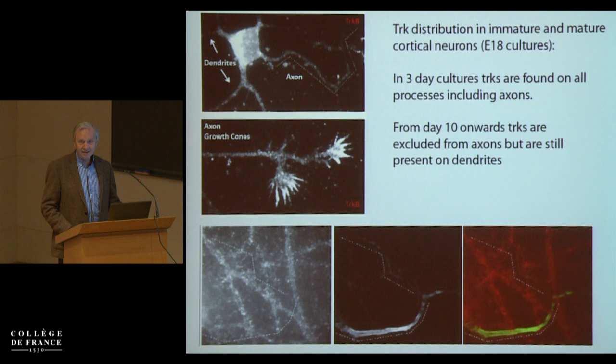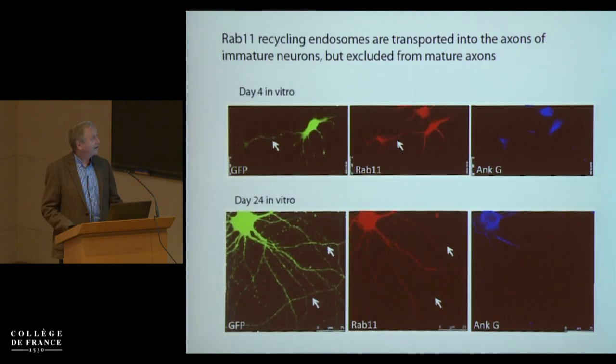And we see very similar things with other types of receptors. This is a Trk receptor, or a pan-Trk antibody. Here is a young neuron: Trk in the dendrites, Trk in the axon, Trk in the growth cone. But if we now look at a mature neuron, this is the axon initial segment. Here are all the dendrites. But the axon itself is completely empty of Trk. So Trk receptors are also excluded from mature axons. We see a very similar picture with Rab11. We'll come on to Rab11. This is a recycling endosome that carries receptors to the cell surface.